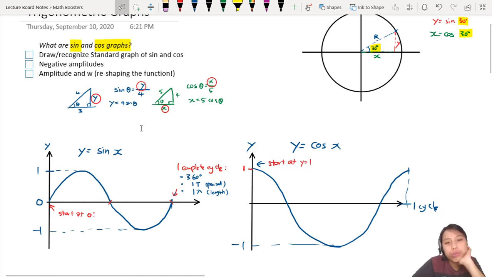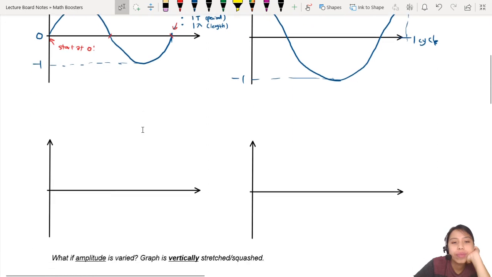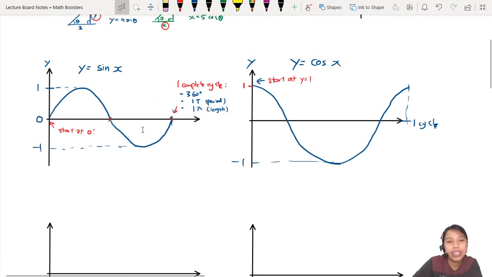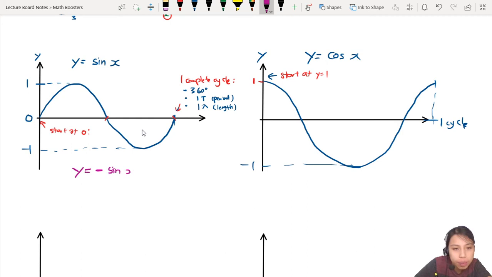But what if you have negative sine x? How to draw? What if you have a purple graph that looks like this? y equals negative sine x. So if you see a negative in front of the sine, it means your graph flips upside down. You put a mirror. So it's going to look something like this. So this one is upside down already. It goes down first and then it goes up.